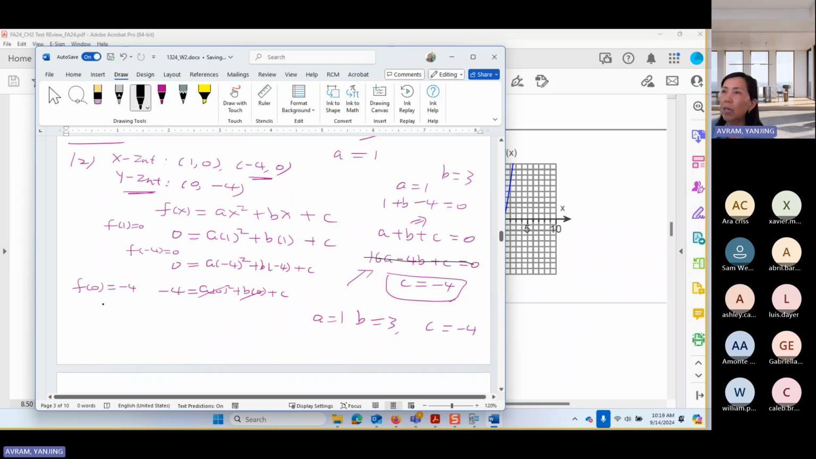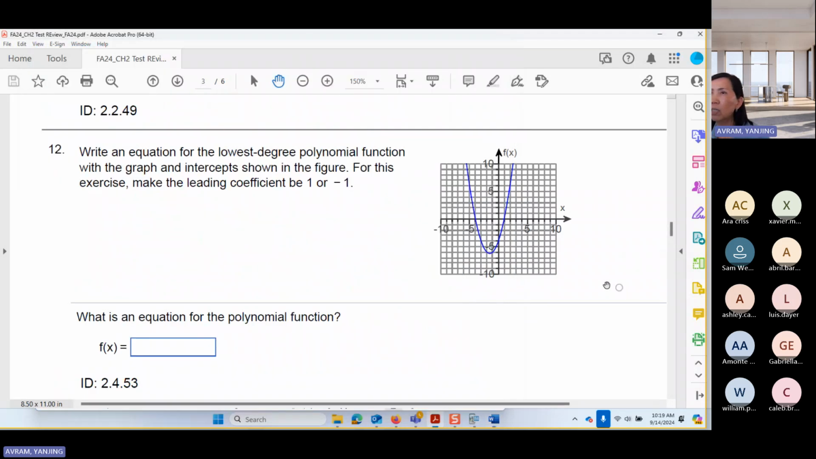So now we have A equal to 1, so my function here will be x squared, and then B here is 3, so plus 3x, plus C is negative 4. So that's my equation, the f of x equation, the polynomial.